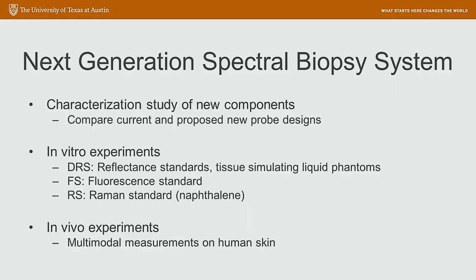So to characterize our new system, we first wanted to look at these new components and, as part of this, compare our current and proposed new probe designs. And as part of these characterization experiments, we performed some experiments both in vitro and in vivo. So in vitro, I'll show you some of this in the next slides coming up. We looked at reflective standards as well as tissue simulating liquid phantoms for diffuse reflectance spectroscopy, fluorescence standards for fluorescence, and a Raman standard, namely naphthalene, to characterize the performance of our new components. And we also took some in vivo measurements using all 3 spectroscopy methods on human skin.